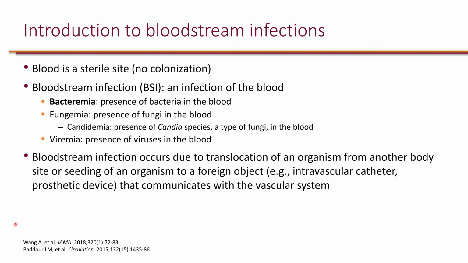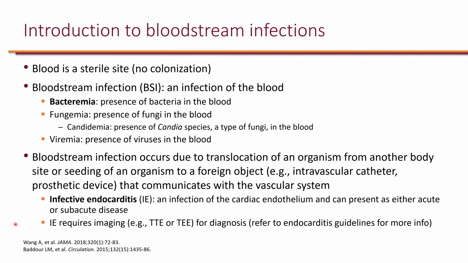Bloodstream infection occurs due to translocation of an organism from another body site or seeding of an organism to a foreign object, for example, an intravascular catheter or a prosthetic device that communicates with the vascular system.